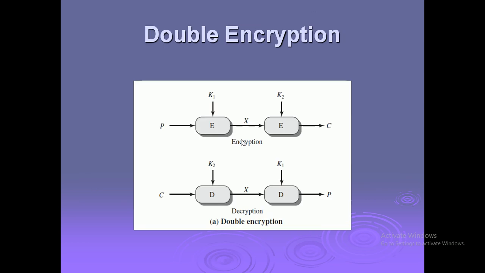This is the diagram of double encryption, in which the plain text is encrypted by using the key K1, then output X is again encrypted by using the key K2, and we get a ciphertext. In the reverse process, the ciphertext is decrypted in the reverse order, first with key K2, then X is the output of the first decryption, then decrypted again by using the key K1, and we get the plain text.